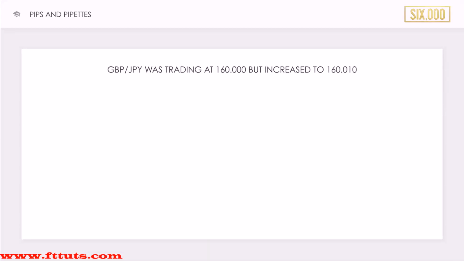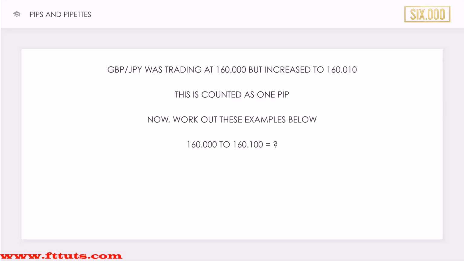On to another example here. Great Britain pound Japanese yen was trading at 160 but increased to 160.010. There's a lot of zeros here, just keep track. This is counted as 1 pip. So you can see here the exchange rate moved from 160.000 increased to 160.010. Now work out these examples below. So you've got 160.000 to 160.100. What would this be? It would be 10 pips. The price has moved 10 pips.